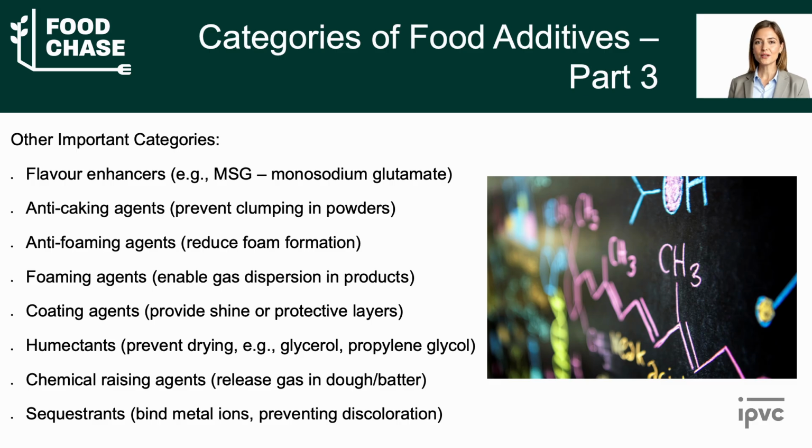Humectants like glycerol are used in confectionery and baked goods to retain moisture and maintain softness. Chemical raising agents create the bubbles in cakes and bread by releasing gas during baking. And sequestrants are chemists' tools. They bind metal ions that could otherwise cause discoloration or off flavors. Each of these categories addresses real challenges manufacturers face in maintaining product quality from production through distribution to the consumer's table.